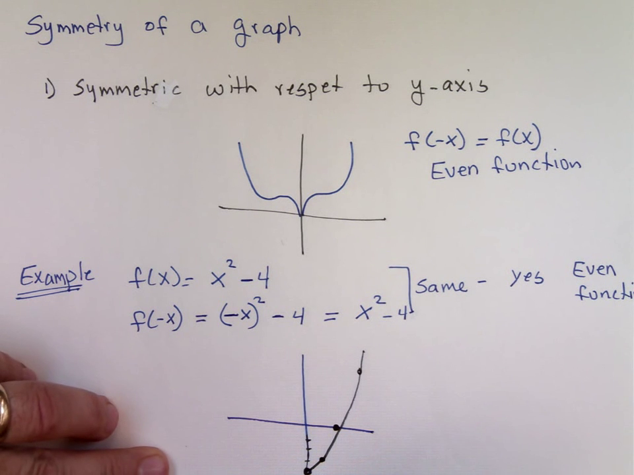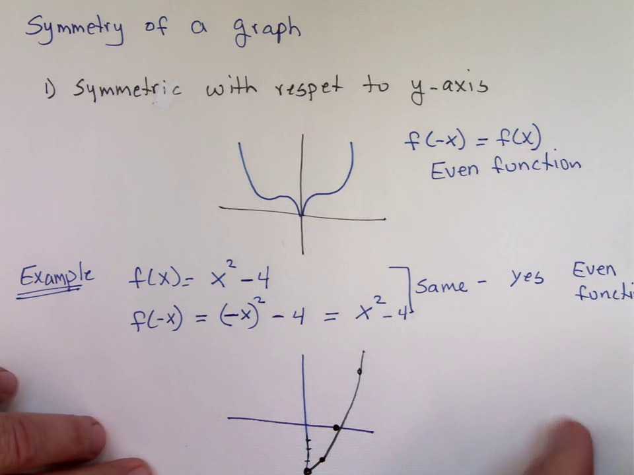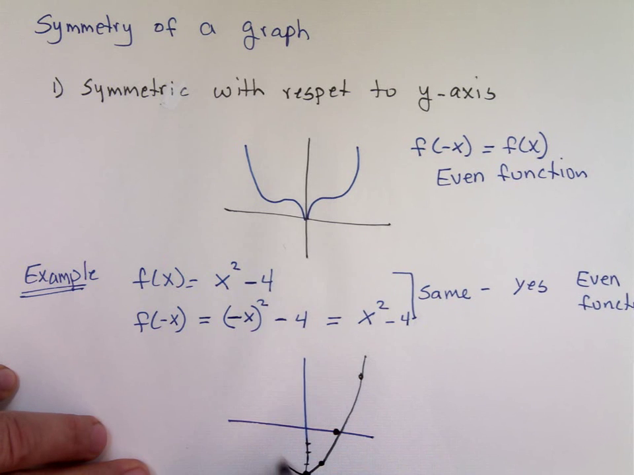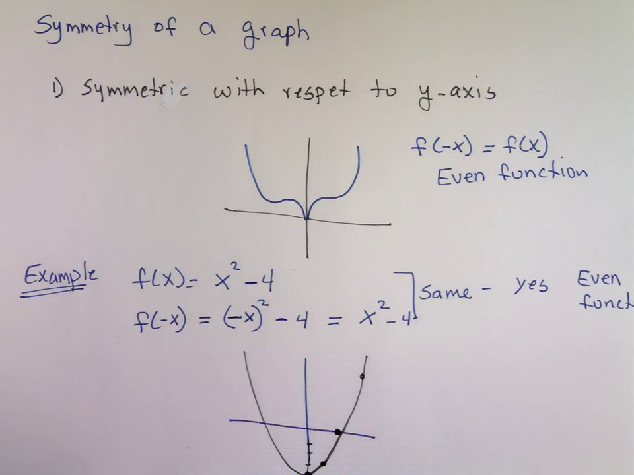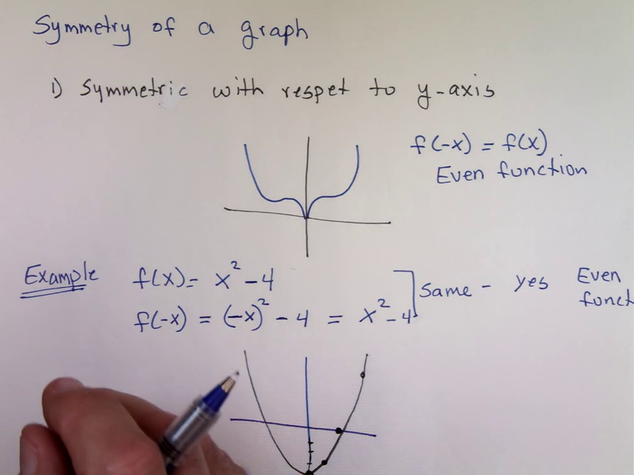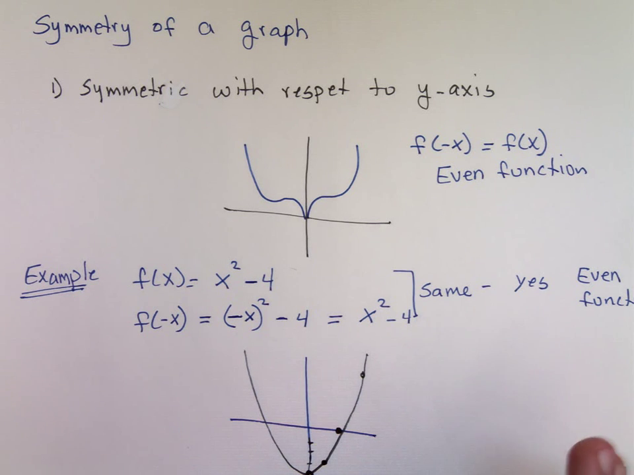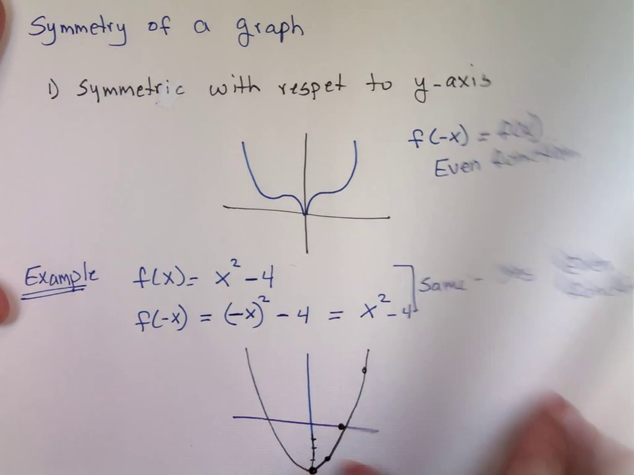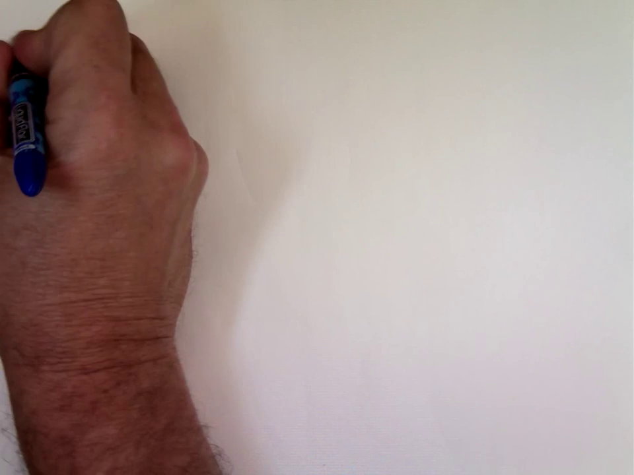Since that's an even function, all I've got to do is flip that paper over. Now I know what the other half looks like. So I don't have to pick points on both sides of the y-axis. Only one side. Knowing it's an even function, just flip it over. So that's called an even function. It could be symmetric with respect to the x-axis. That's the second one.